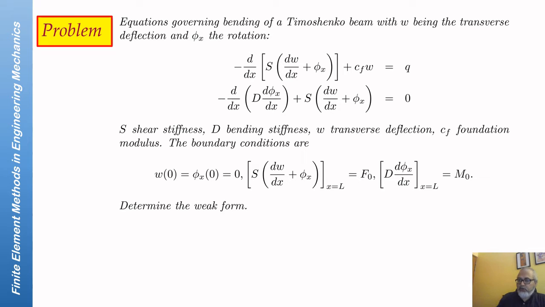Now, the thing to note is in these two governing equations, we have two independent functions, that is W and the rotation phi. So rotation of cross sections phi and W are the two functions, and then boundary conditions are specified for W and phi at x equal to 0, and then derivatives of W and phi at x equal to L. So these things are known, and I have to figure out what is the weak form of this set of equations.